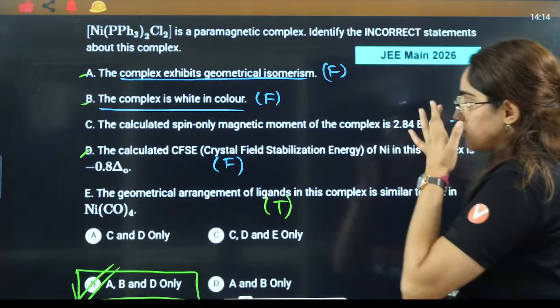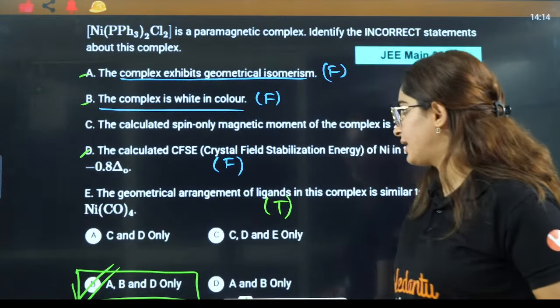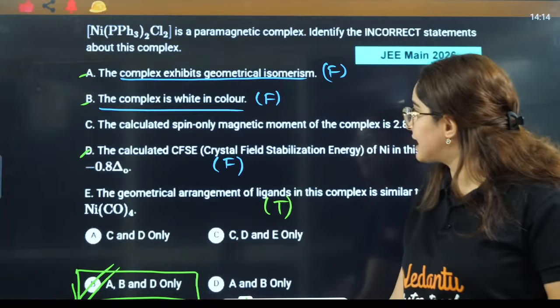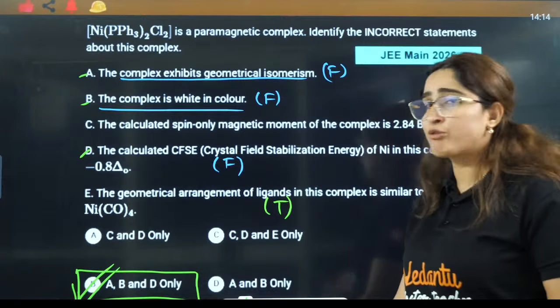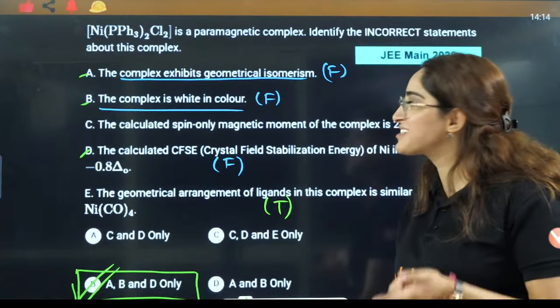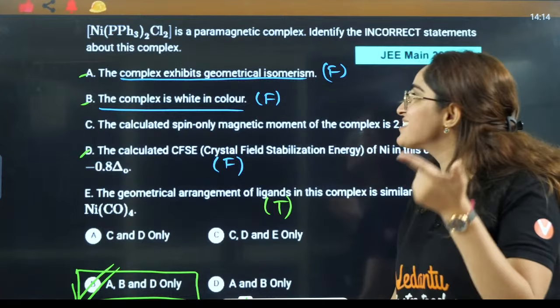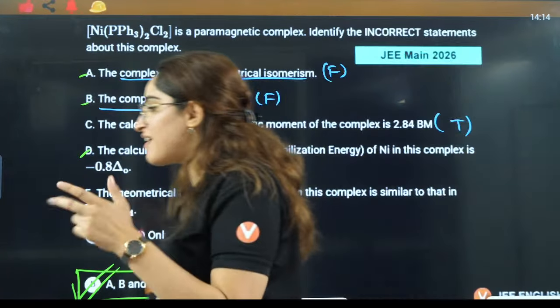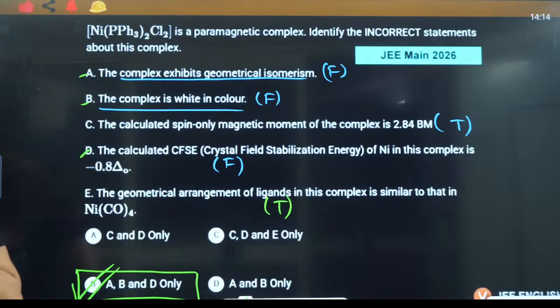Okay. So they have asked everything here. They have asked hybridization, they have asked CFSE, they have asked to calculate the magnetic moment, they have asked d-d transitions, they have asked geometrical isomers. So they have asked everything in this one question, right?